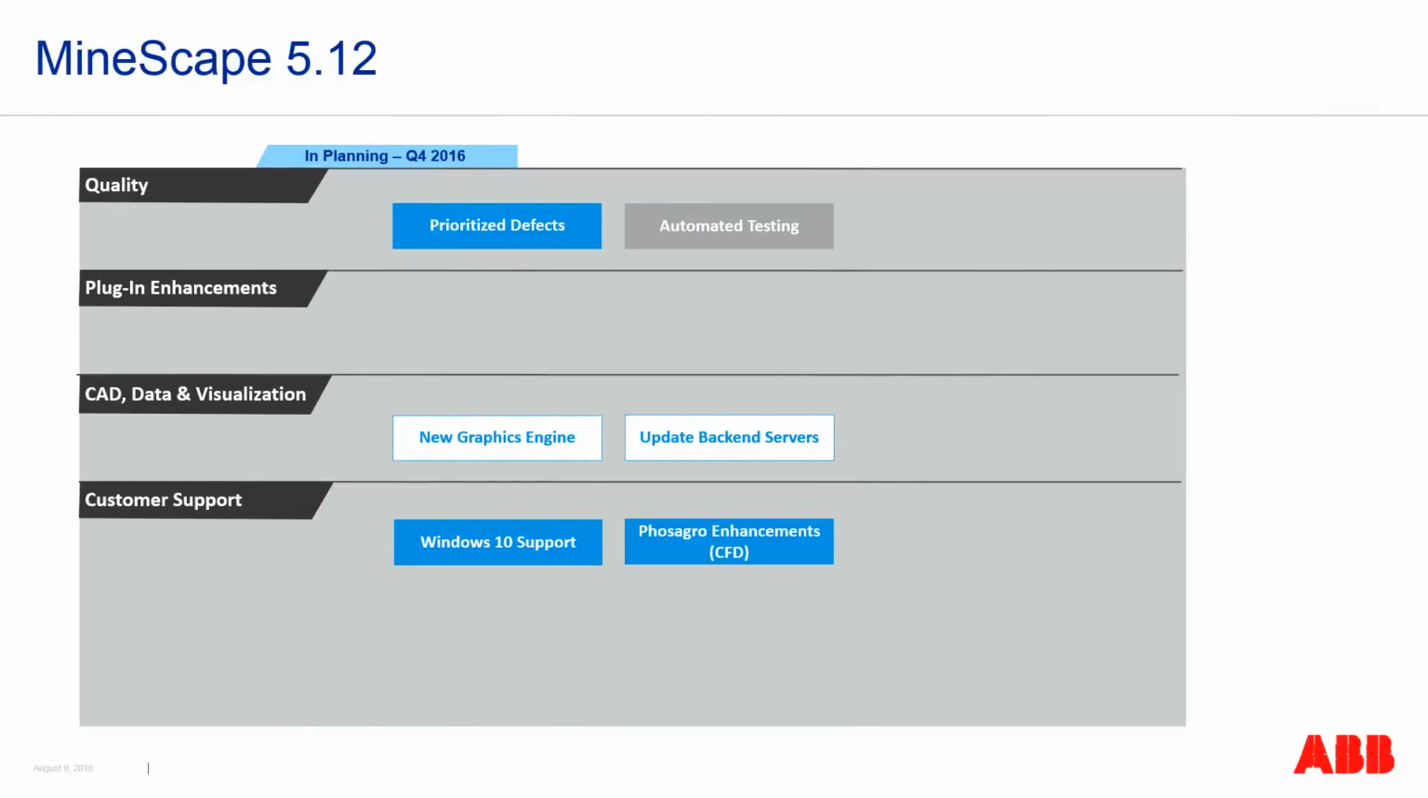So for 5.12, this is our upcoming release for the second half of 2016. 5.12 will be a smaller release. We'll be focusing on about 36 prioritized defects in our system. We will also increase our automated tests over the second half of the year. We will be working on Windows 10 support and potentially some customer-funded development for FOSS-Agro.